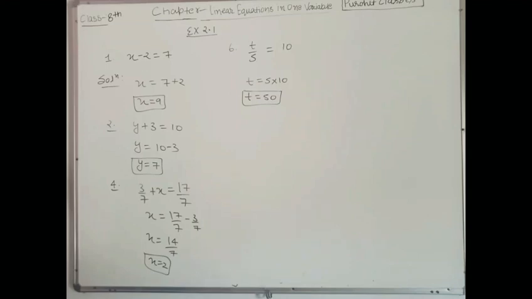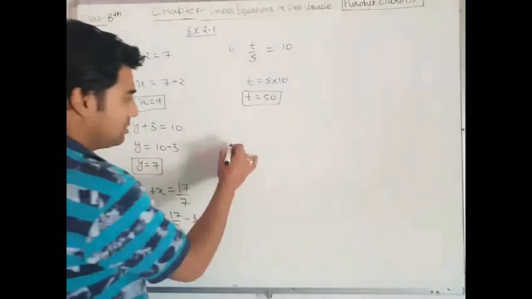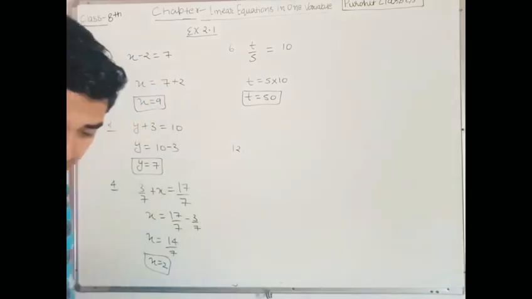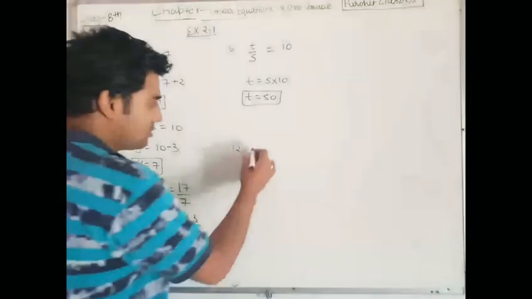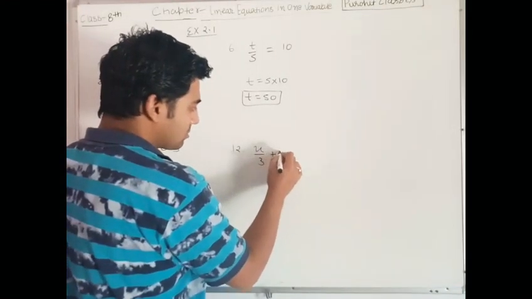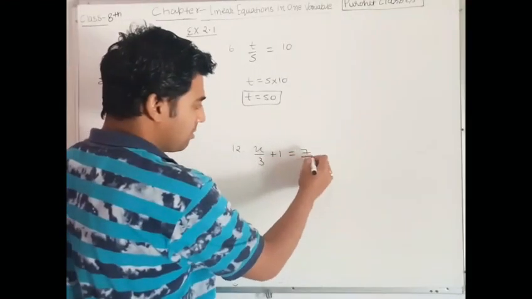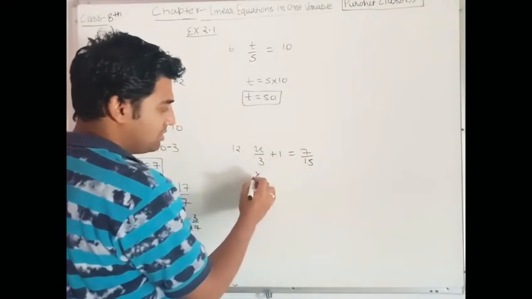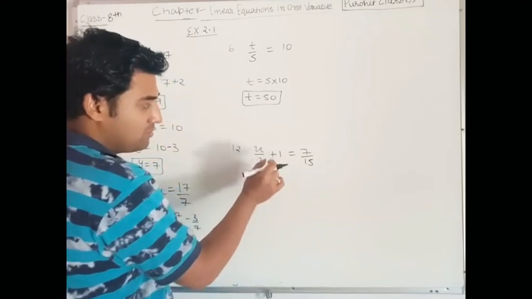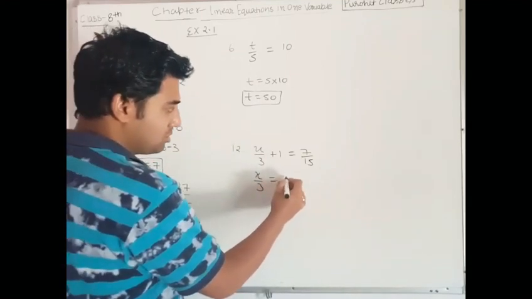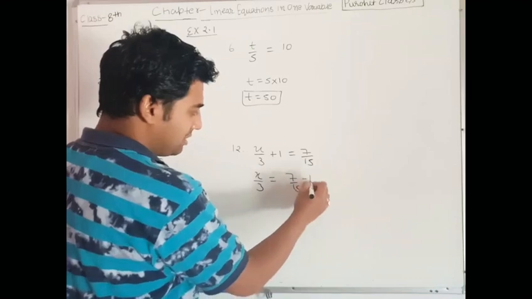Oh, so it has 12 parts total. Now I am solving the last part, that is part 12. x by 3 plus 1 equals 7 by 15. So first, this is under the operation of addition. First we will transpose this. So this will be 7 by 15 minus 1.